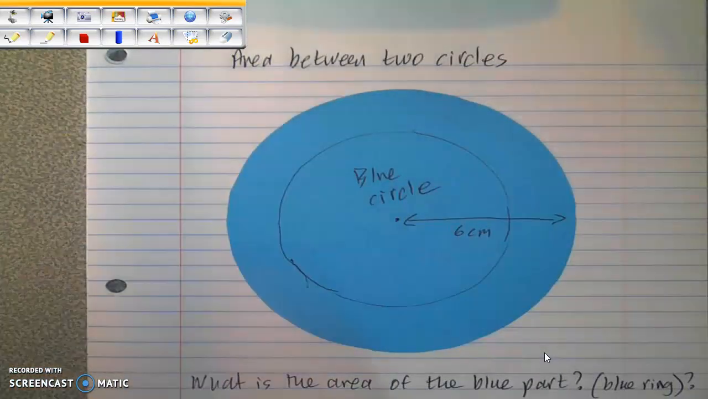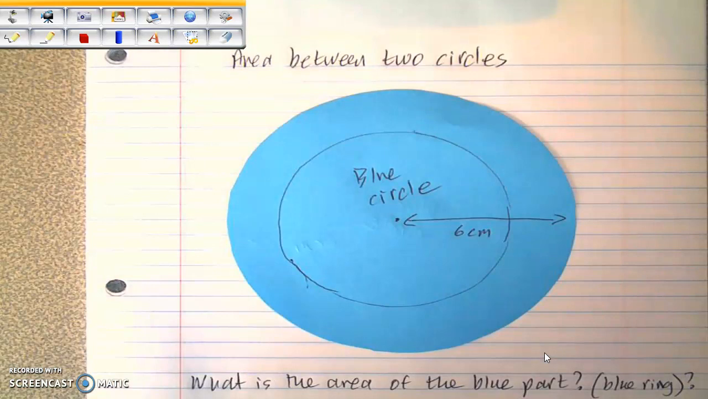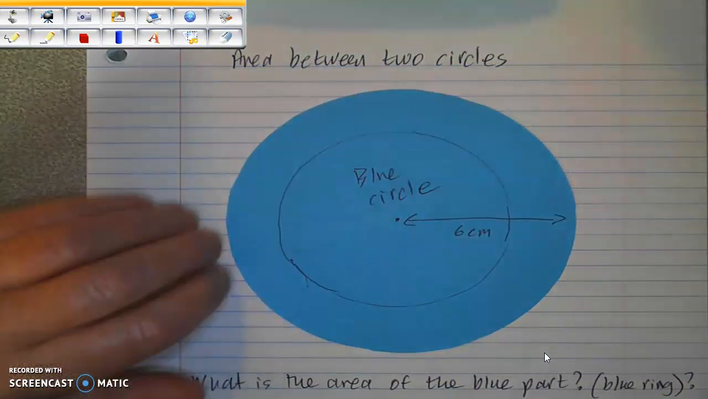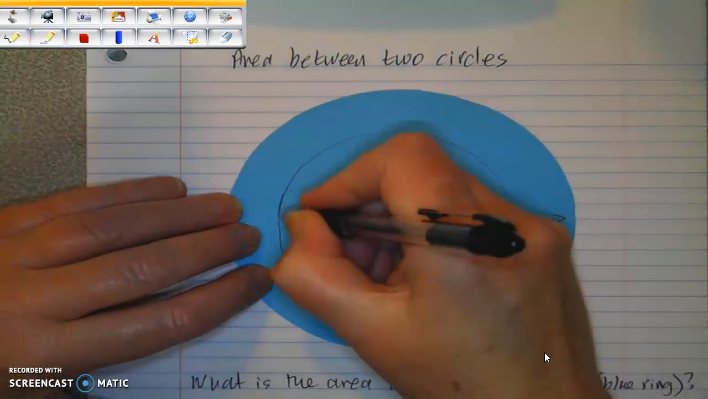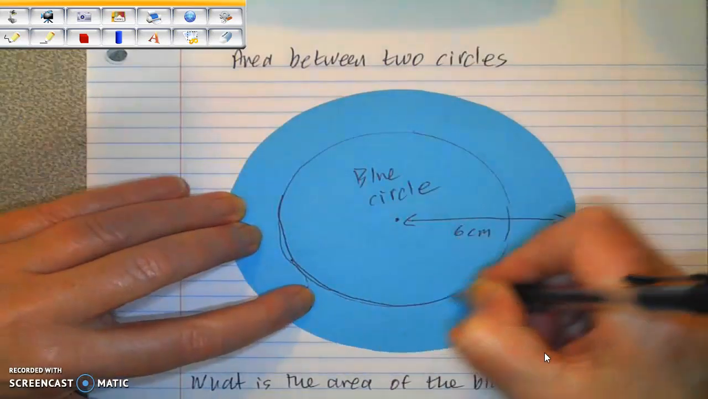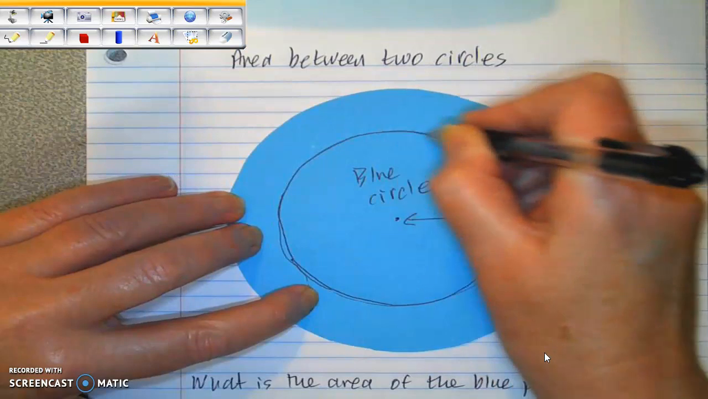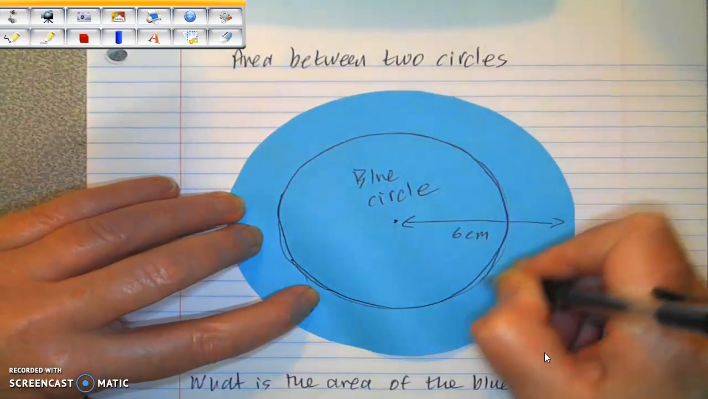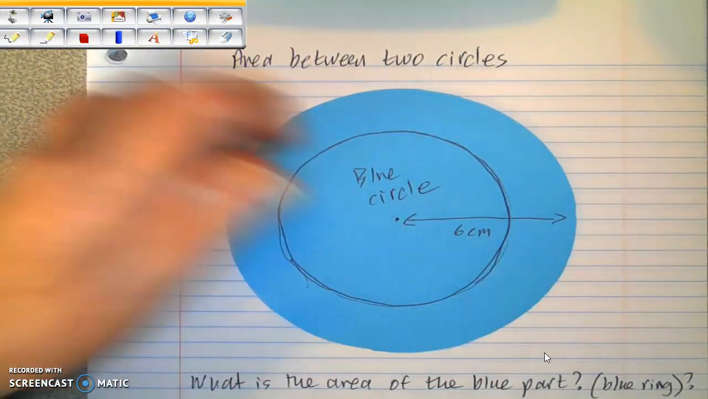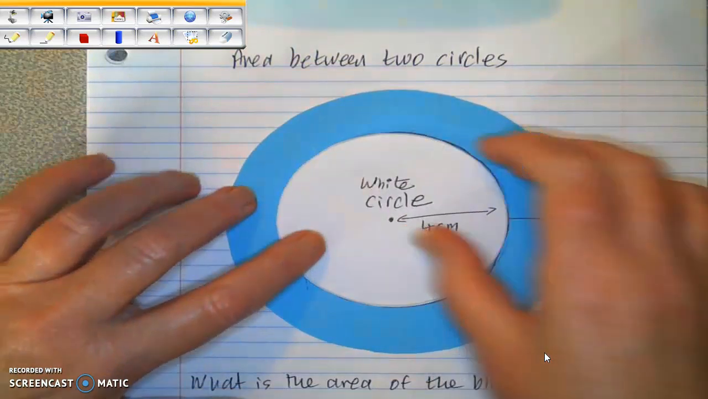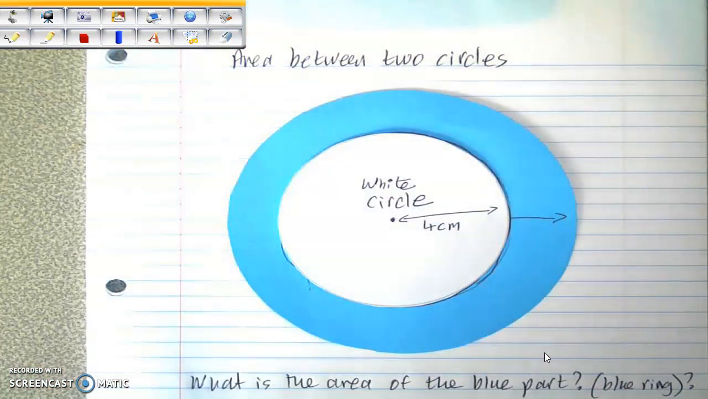Essentially, this is the same as cutting out the white circle from the blue circle. If you just went around this line with the scissors and cut out that piece, that's the same as the area of the white circle. You would be left with the blue ring.